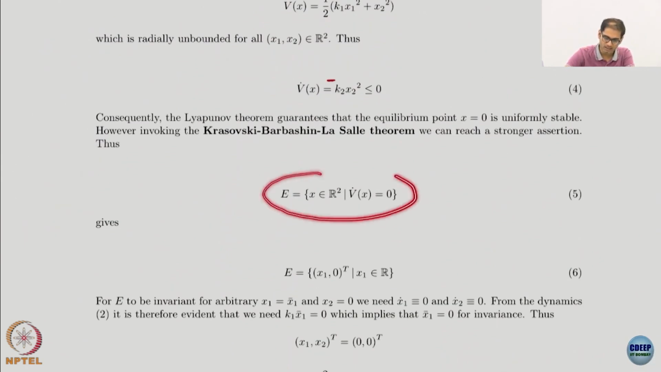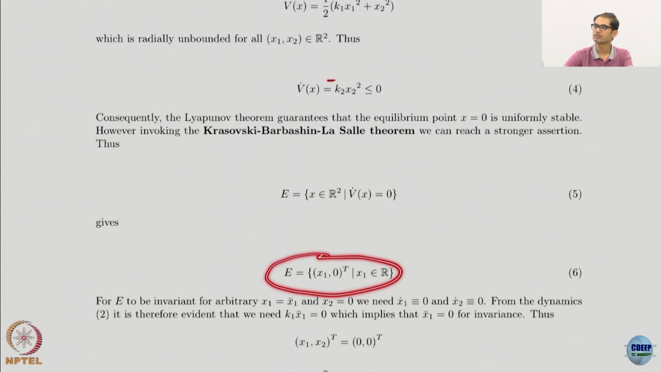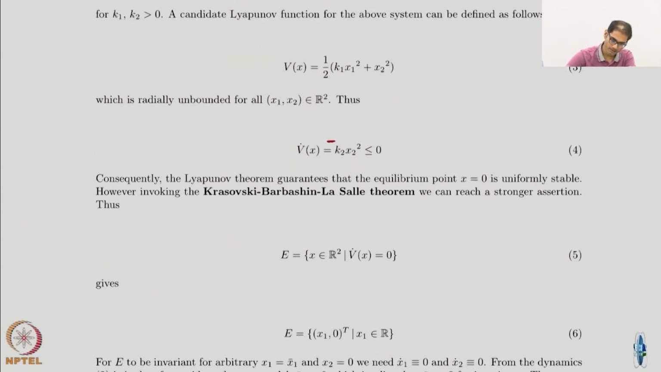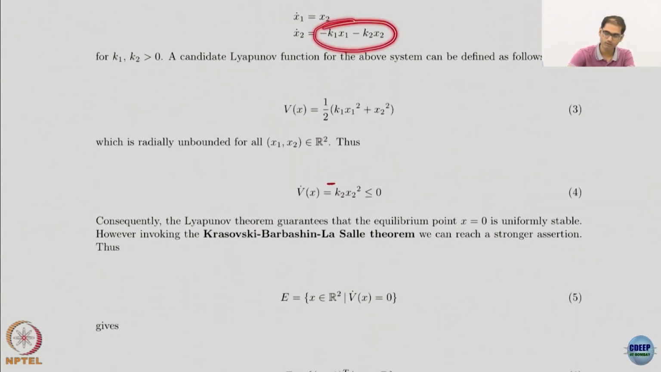The set E is just V dot equal to 0, which is the same, amazing, no? It comes out to be exactly the same. You just need all sets of the form (x1, 0), okay. Now, the second variable x2 has to remain at 0 for all time, therefore x2 dot has to remain at 0 for all time, which means that minus k1 x1 minus k2 x2 has to be 0 for all time. Same logic, but x2 is already 0, so x1 also has to be 0 for all time.